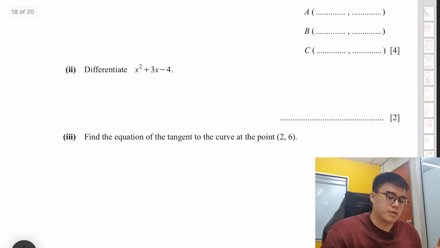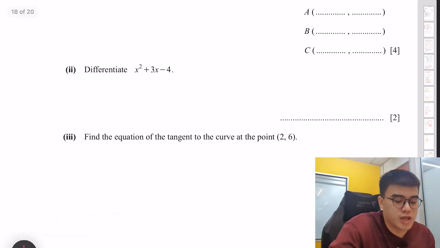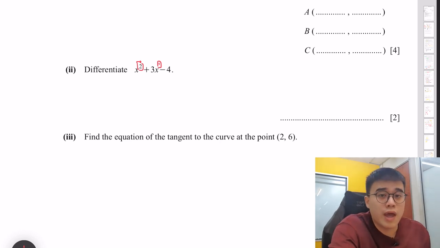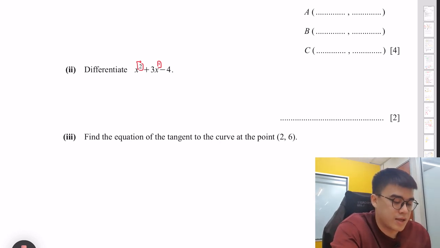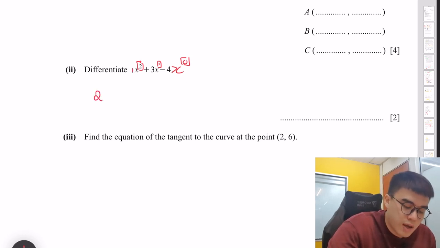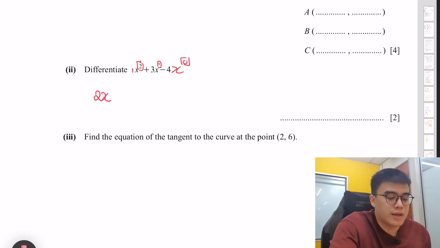Next part, also pretty easy, just differentiate. Remember to take out the power. When they didn't write anything, it means it is 1. When they don't have any x, it means it is x to the power of 0. So when you bring out the power, multiply with the value at the front. If they don't have anything, it means it is 1 as well. 2 times 1 is 2x. So remember, after you take out the power, it will be minus 1 at the power section.